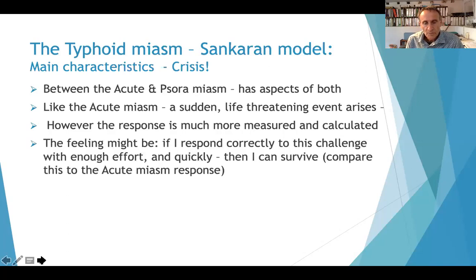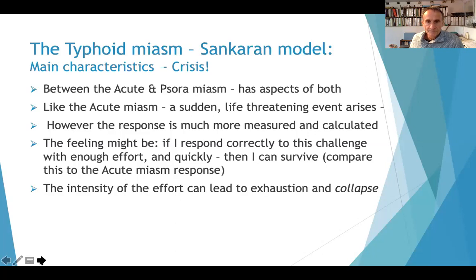So if I respond correctly to this challenge with enough effort and enough speed, then I can survive. The acute miasm has no thought, it's just a quick automatic response: I fight, I flight, I get out of here, I freeze. Something happens and there's not much thinking, not much control, not much consideration. In typhoid there's more consideration, but it's consideration that has to happen pretty quickly.